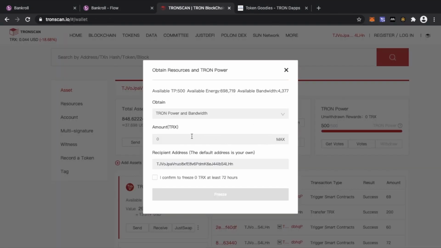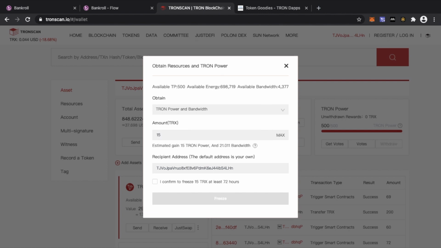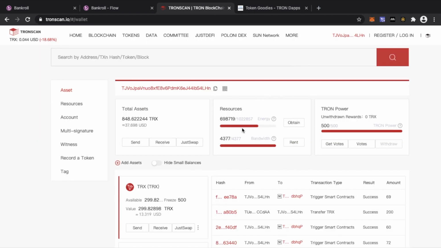So when you freeze energy, you can go to Tron Scan, you obtain energy. For example, you want to put 15,000 Tron, and you will get energy back. So roughly at the moment, about 30,000 frozen Tron will get you 1 million in energy frozen. That energy is yours forever. Every 24 hours, it will replenish and you will get back to that level of energy. Your Tron is still your Tron.